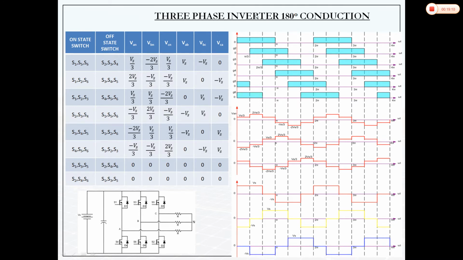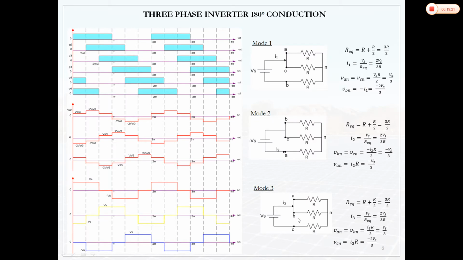I have discussed one interval. For the remaining intervals you can draw the equivalent circuit diagrams, then find the current, and the voltages you can plot very easily. For mode 2 and mode 3, the equivalent circuits have been drawn, then the voltages have been found, and you can plot VAN, VBN, VCN for the first mode, second mode, third mode, up to the sixth mode. Then after the sixth mode, the same thing will repeat.